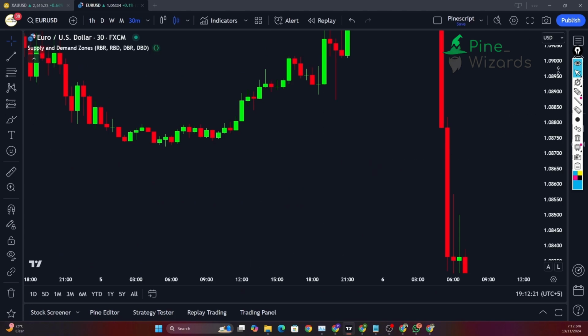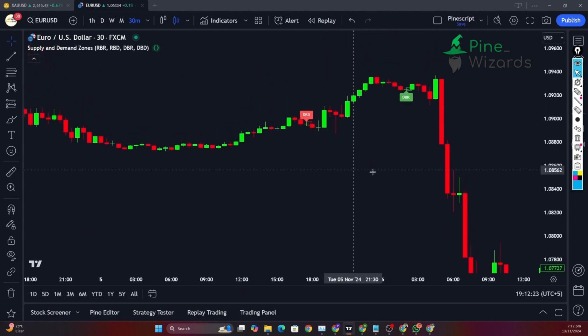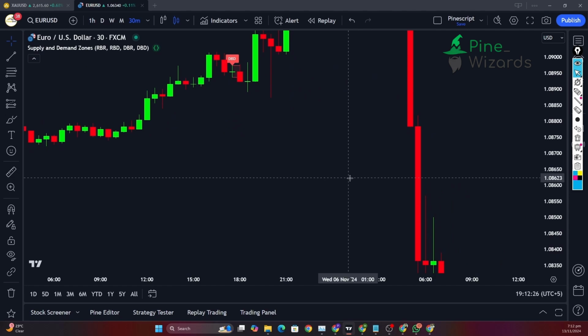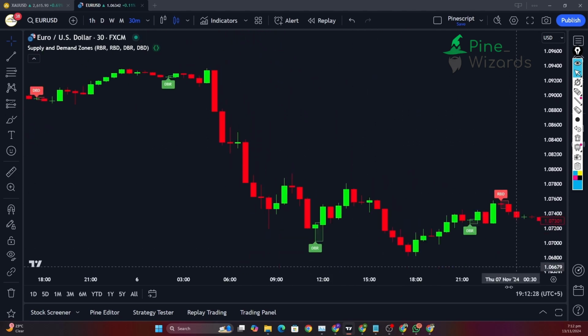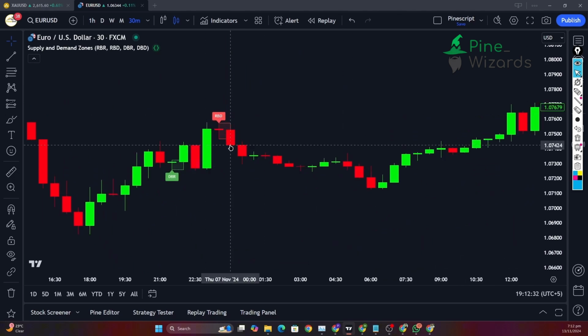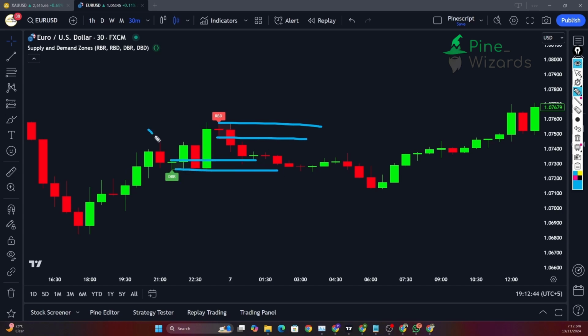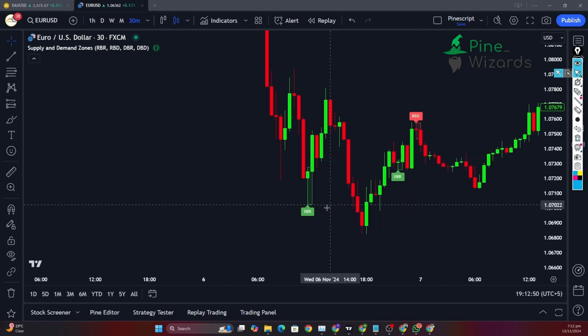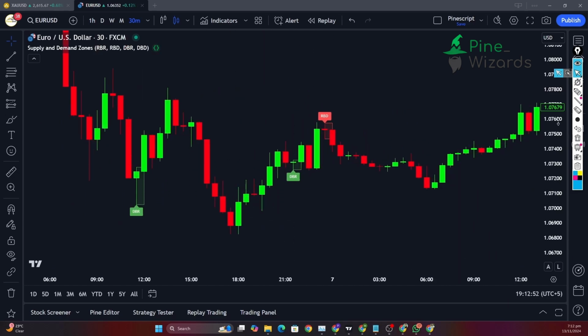And once we add it, you'll be able to see that it starts to plot the rally base rally, drop base rally, and all the zones. So for example, here we can see that there is the formation of this rally base drop, because there is this rally candle, then there is this base, and then this drop candle. So this one here is the supply zone. Okay, similarly this is the demand zone, that is drop, base, and rally. So you can see, using the conditions, we are able to correctly plot the supply and demand zones onto the chart.